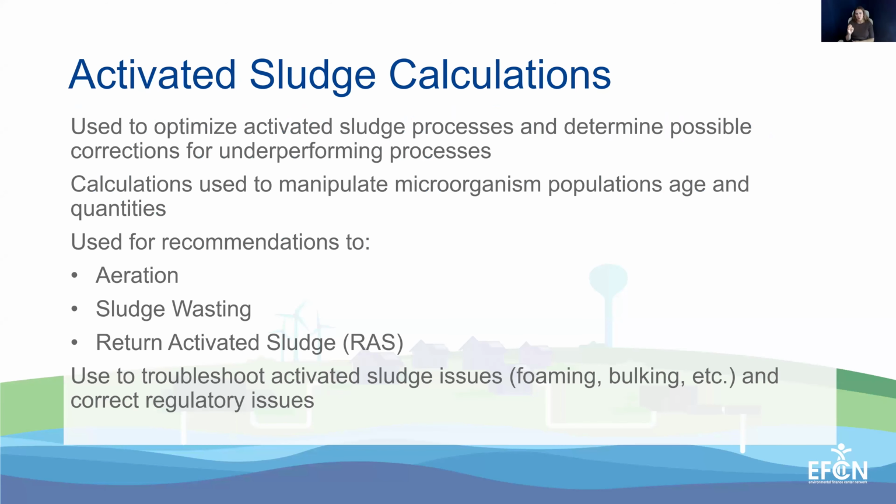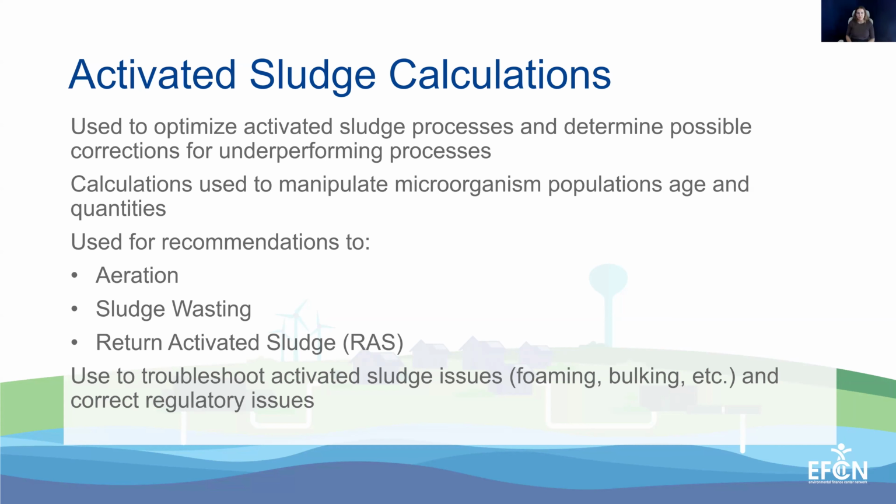Now, activated sludge calculations are important for a variety of reasons. They are used to optimize our activated sludge processes and determine possible corrections for underperforming processes. This is usually done to manipulate the microorganism population in terms of how much microbes are in the activated sludge and how old they are, because you want to find a balance between the right amount, not too many, not too little, and you want a good sludge age that's not too old and not too young to make sure that you are processing the biologicals and utilizing oxygen most efficiently in those processes.